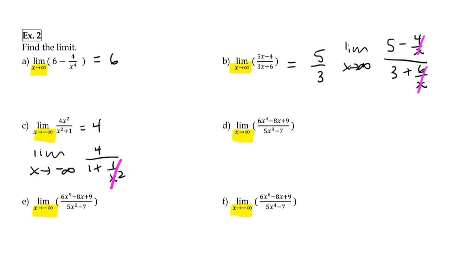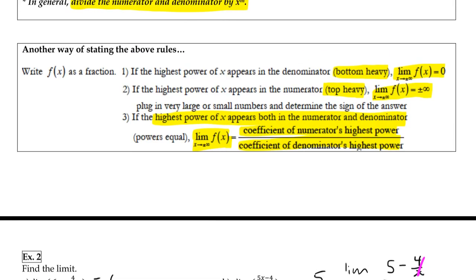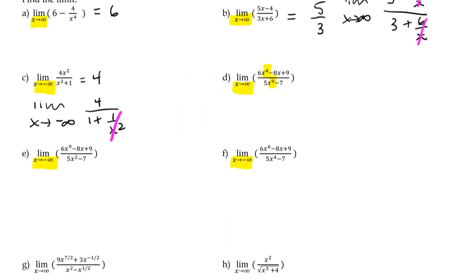Next one, looking here, you're comparing powers. You're comparing the largest on the top, which is a 4, to the largest on the bottom, which is a 9. This is bottom heavy. Looking at your shortcuts, bottom heavy is right here, and you're going to get 0. So our answer here is 0.